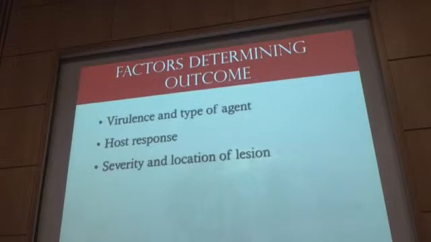What are the factors that determine the different outcome? First of all, it's the virulence and the type of agent. Some agents will cause chronic inflammation. And the host response, again, depending on the immune status of the host, and the severity and location of the lesion. In different tissues, there'll be more tendency for healing and fibrosis, and in other tissues, they have more regenerative capacity, like, for example, the skin versus the heart.